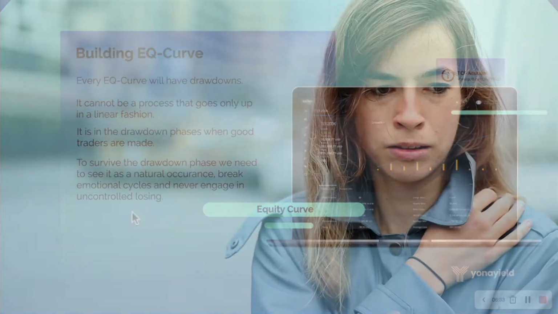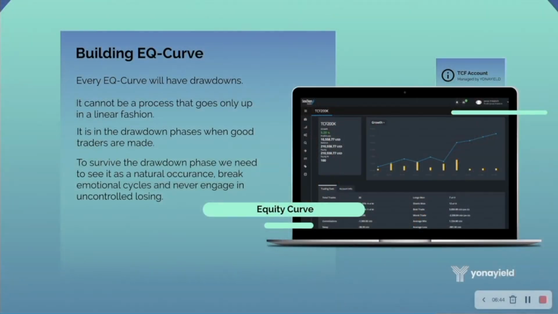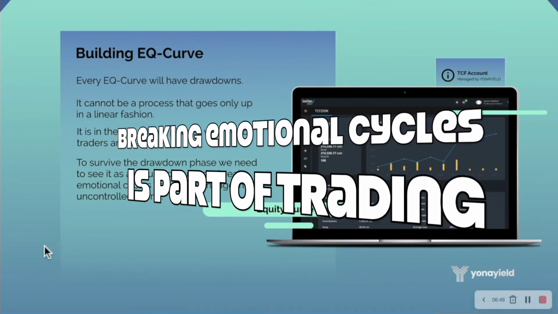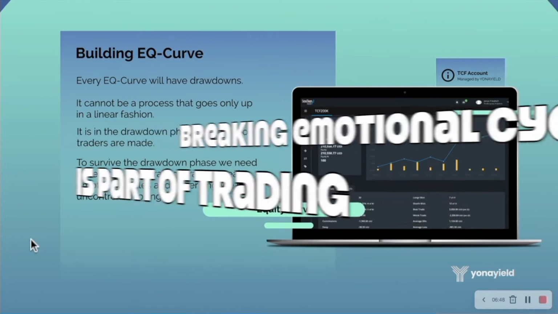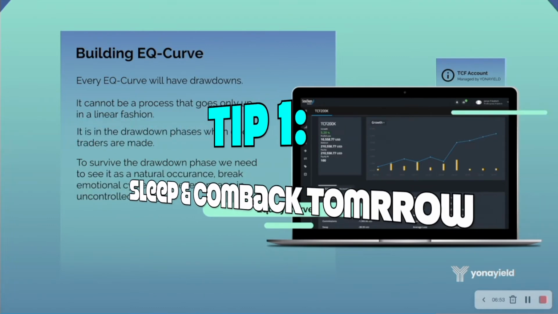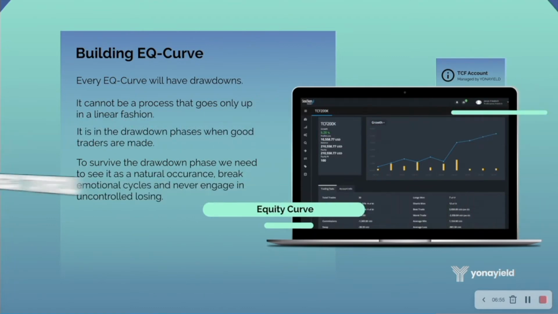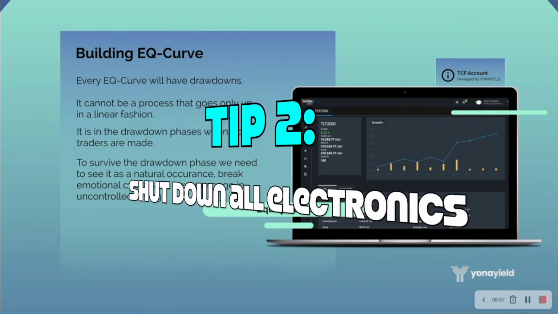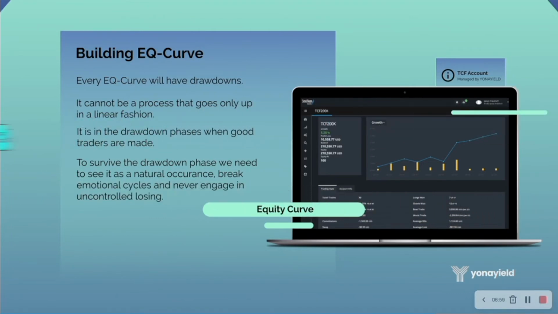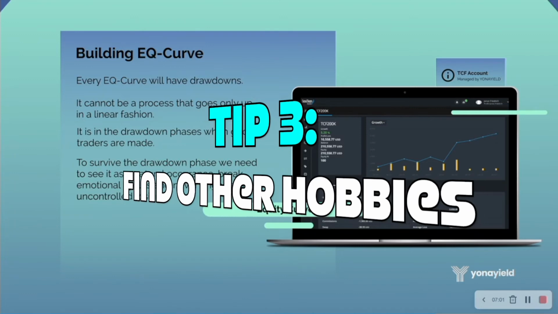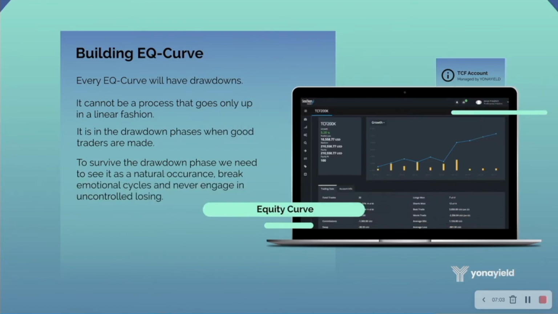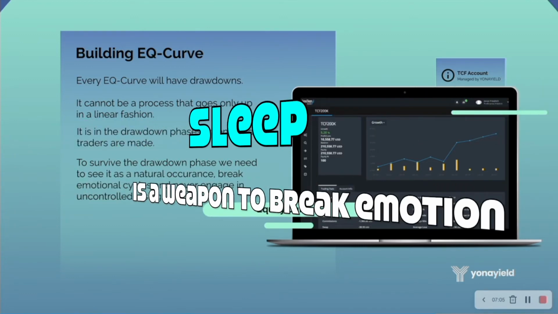Okay? Then you need to break emotional cycles, because of course, human nature, in those drawdown areas, these emotional cycles just will come. There's nothing you can do about it. They will come. But there are ways to break them. Sleeping is one of those ways. Then shutting down the computer after certain targets have been hit is the other way. Detaching, find other hobbies. All of that stuff is part of trading, and this is what you don't realize. All of that stuff, even sleeping, is part of trading.